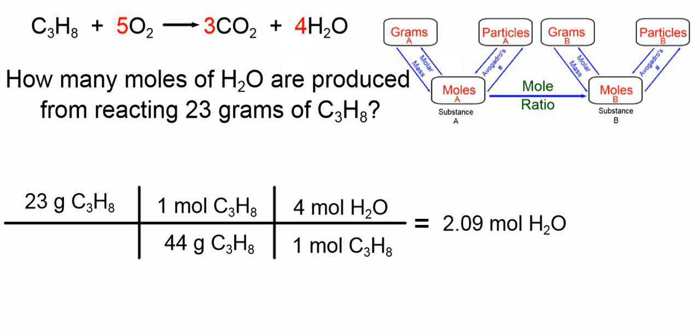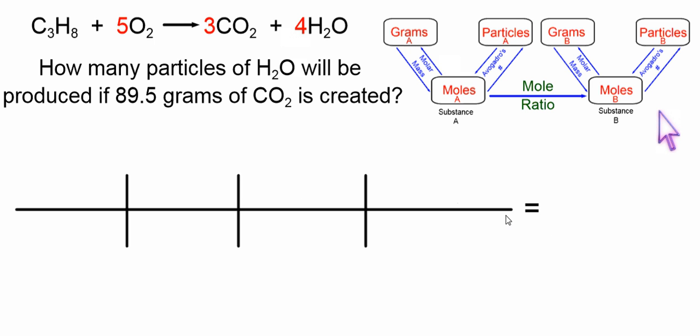If you write your number in the first step, you have 2 more steps after that. Let's take a look at our final example. This one, I try to change it up a little bit just to make sure that you're understanding all the parts of my flowchart. It says how many particles of H2O. So that's the question. So I'm going to go to particles of my second compound will be produced if that many grams of CO2 is created. So I'm going from CO2 to H2O. Simply put, CO2 is the beginning, H2O is the second or the ending of my two compounds.